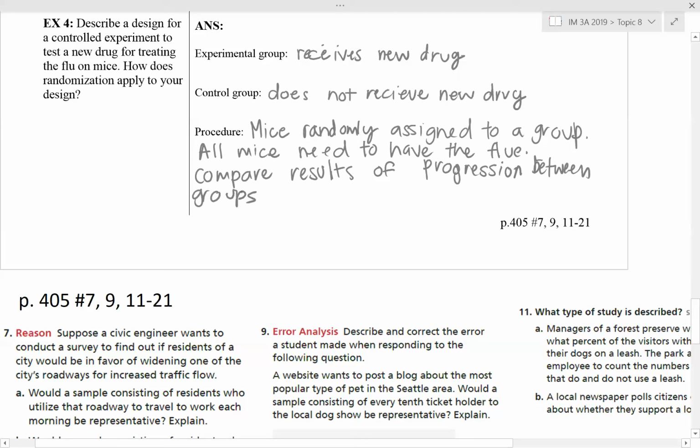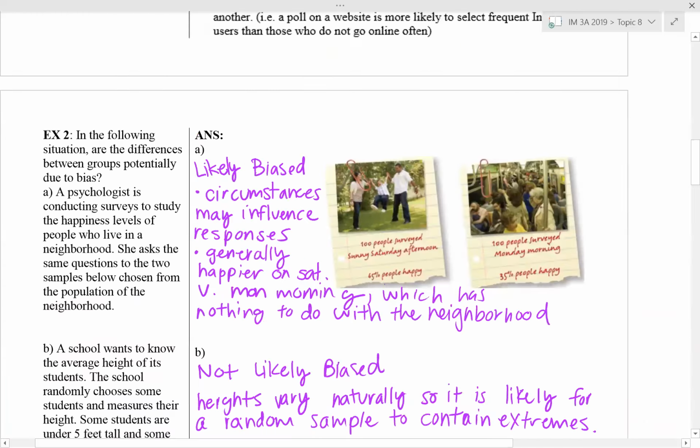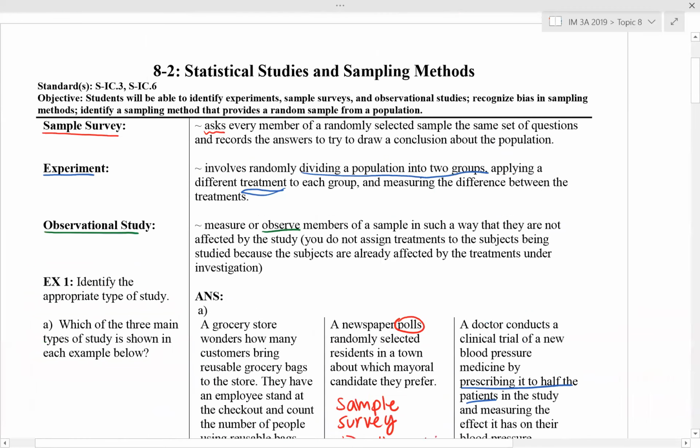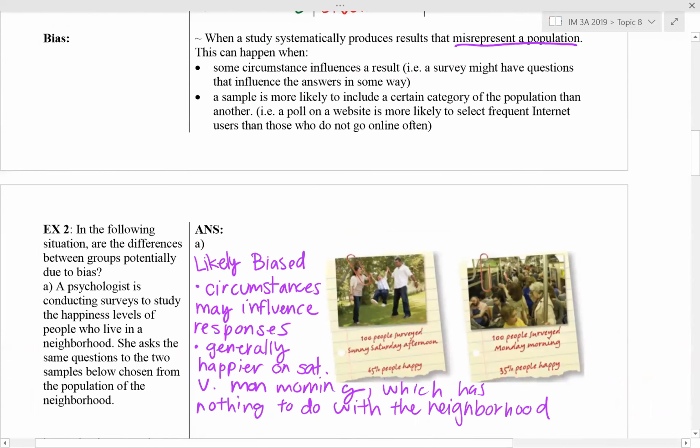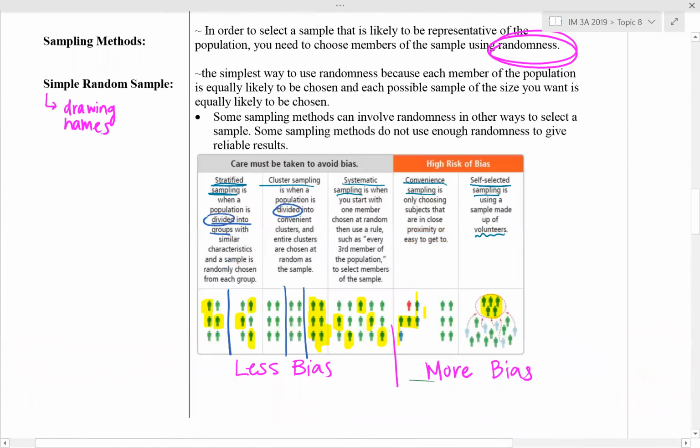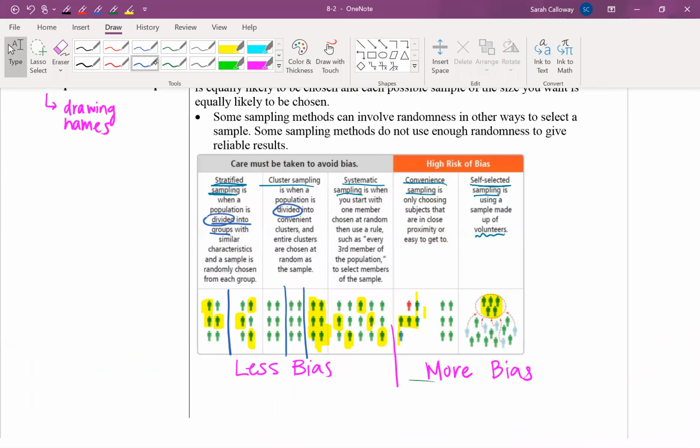Okay, so again, notice that everything was vocab here. So we're looking at understanding those different terms. When we talked about the 3 different types of studies, we talked about bias. We talked about sampling methods. And so remember that we talked about 6 different sampling methods.